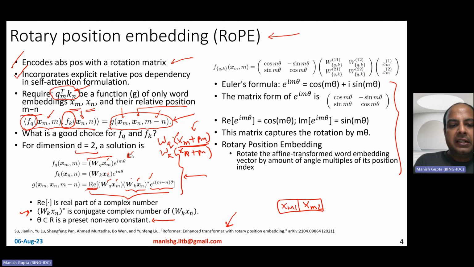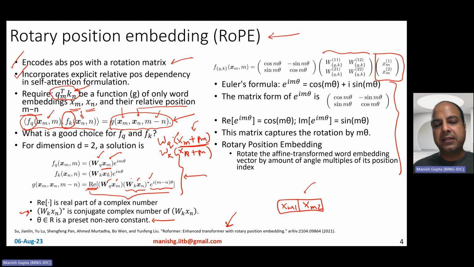Essentially, as you notice here, fq is WQ XM e raised to i m theta. Now if I look at XM in 2 dimensions, it looks like this, as I've shown here. And if you look at WQ in 2 dimensions, this is how it will look, just 4 elements in that sense. And this e^(i m theta) can actually be written as a matrix. In matrix form, this is how it becomes.